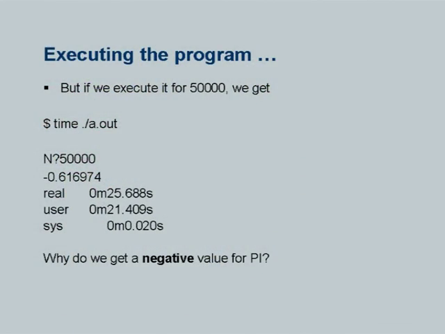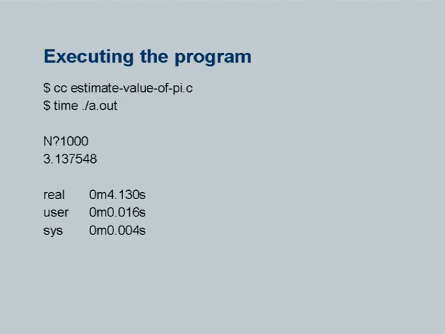However, there is an extremely funny thing that we notice here. The value of pi has suddenly become minus 0.61674. Now, this is inexplicable. Let us go back 2 slides to check what were the values of pi that were predicted or estimated by executing our program for 1,000, 10,000 and 20,000 value of n.